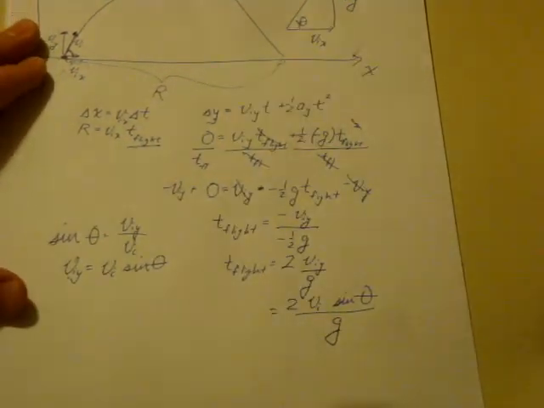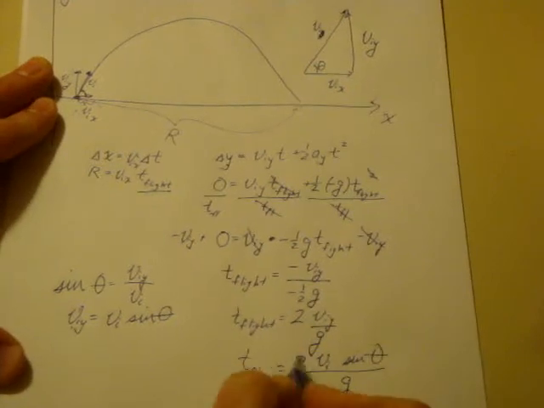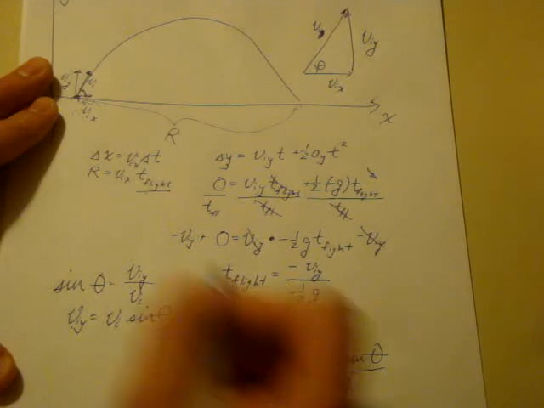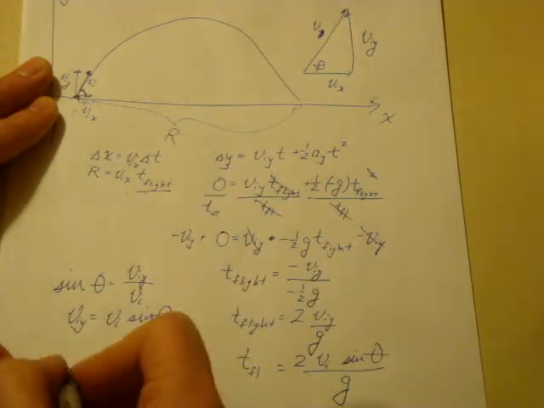Okay, so now we have our flight time, right? Time sub FL is equal to 2 times the initial velocity times sine theta over g. And we want the range, right? That's our value up here. So we'll plug this into this quantity up here.